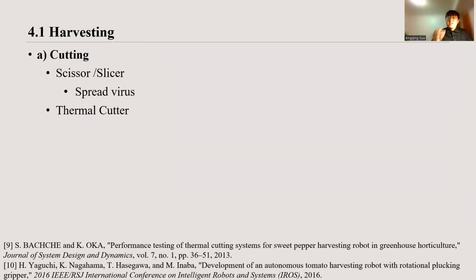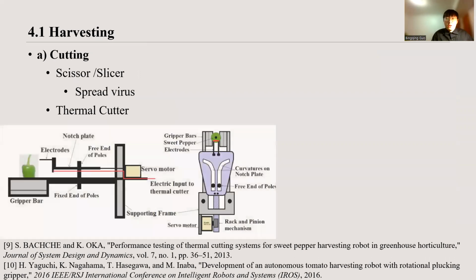Well, for the harvesting method, cutting and twisting are the most general types. Cutting is very popular for low difficulty and cheap price. But when cutting the stem, the virus can be spread among the plant, and therefore a better way to do that is thermal cutting. The example shown here is using the electric nose to cut the stem from the sweet pepper. By applying this method, the wound of the stem can be sealed, thus leaving more water inside of the plant and the fruit.